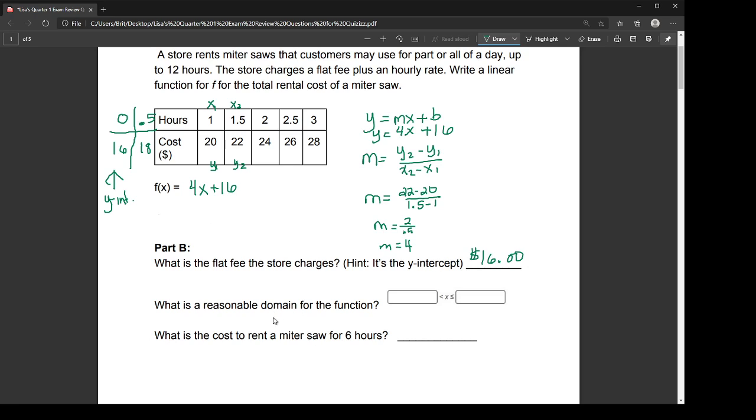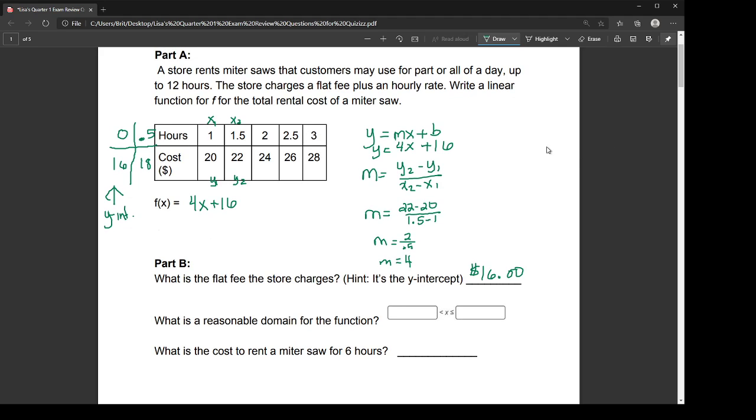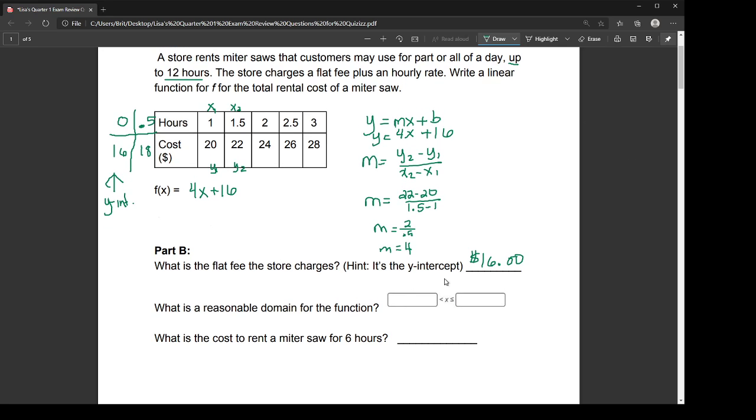And then it's asking for what is a reasonable domain of the function. So this is where we want to look at the amount of time that we can rent for. Recall that in the original problem, it says that you can rent for up to 12 hours. So our maximum amount is 12 here. And our minimum amount would then be 0, because you can rent it for 0 hours.